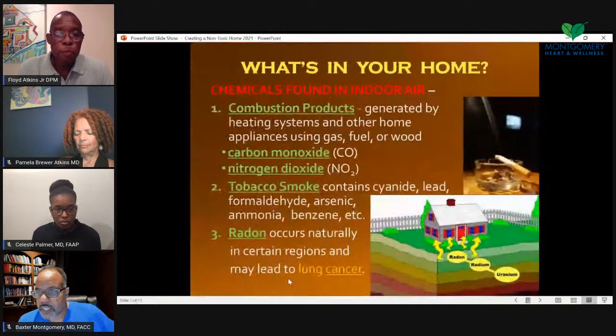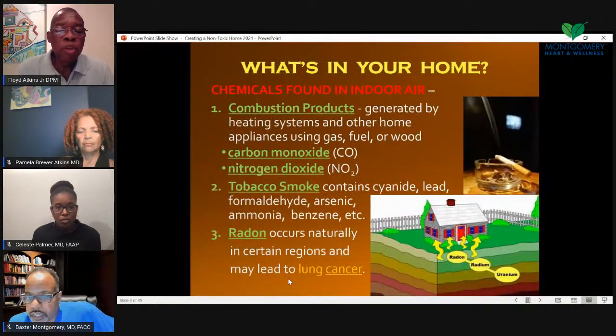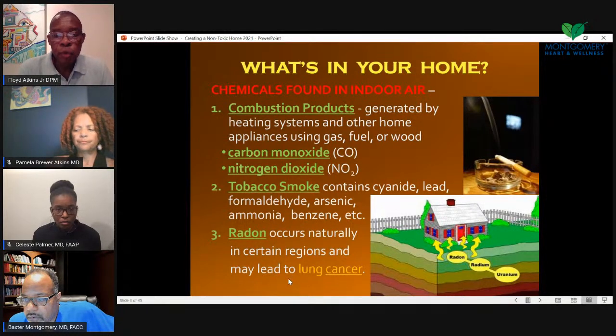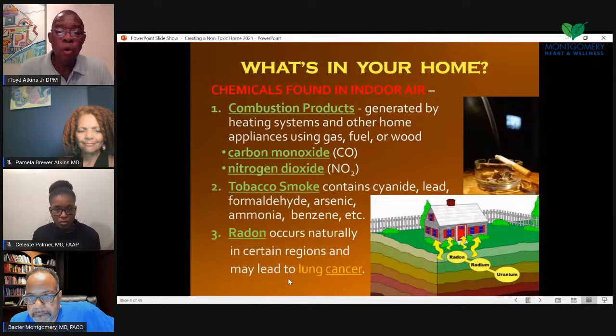But just to give you an idea of what's found in our indoor air, and I think, Baxter, you alluded to this earlier, the combustion products are caused by fuel and gas and wood and fumes that we burn in our home. The number one thing on that list is carbon monoxide, nitrogen dioxide. Those two are both toxic gases that we don't smell, we don't see, we don't taste, but they're there. They're causing a host of health problems that we may not even be aware of.